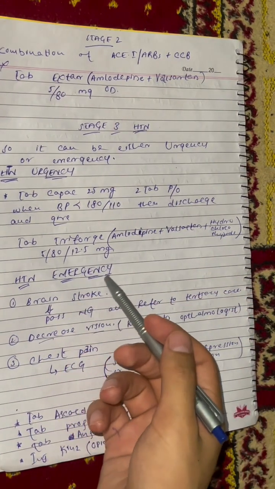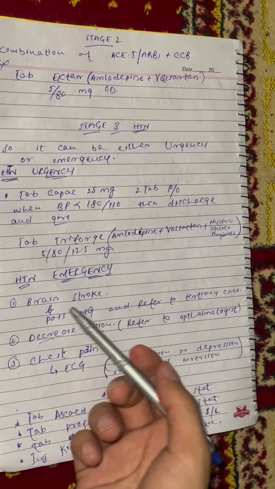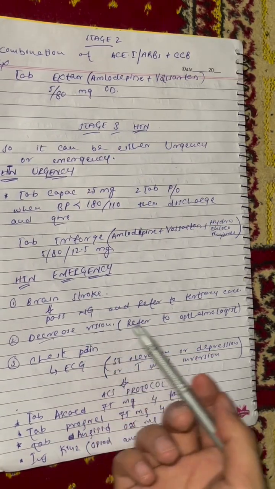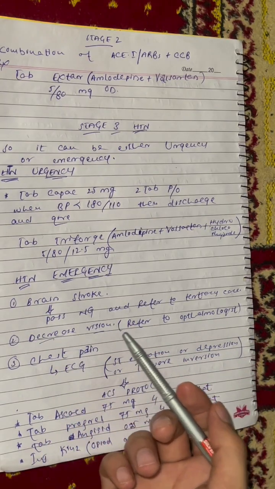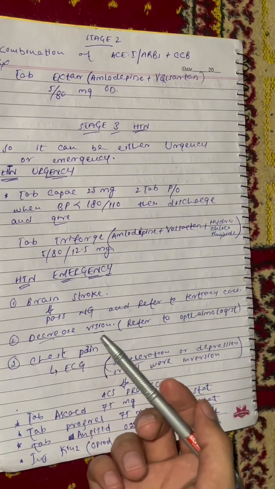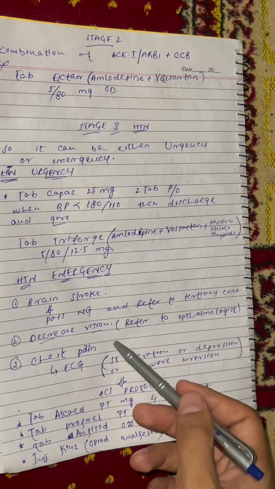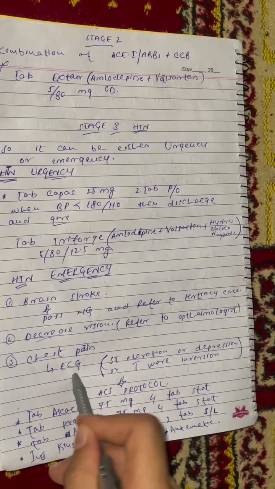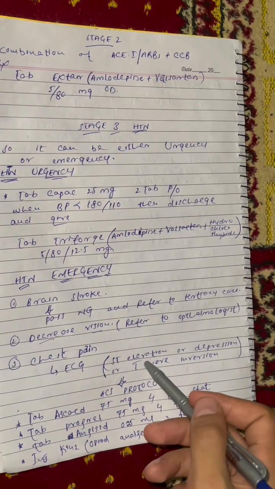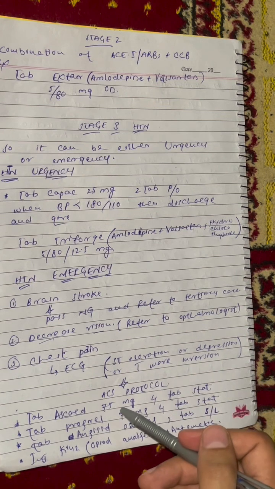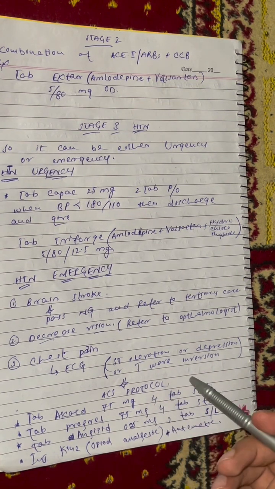Now, during hypertensive emergency, I will manage the patient as follows. In case of brain stroke, I will pass an NG tube to the patient and refer him to tertiary care. In case of decreased vision, I will refer the patient to an ophthalmologist. In case of chest pain or angina, I will do an ECG of the patient. And if the ECG shows ST elevation or depression or T wave inversion, then I will follow the ACS protocol.